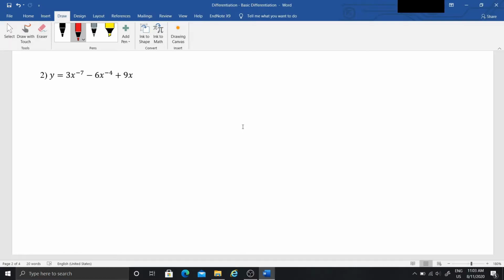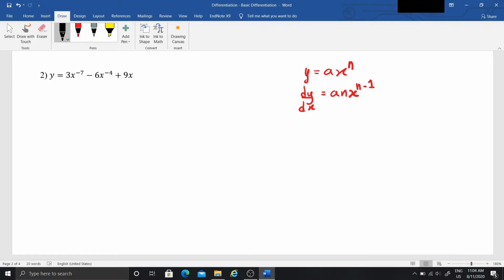For the second question, we have a function which is similar to the first question. The only difference is it has a negative power. Let's write down the basic differential function rule first, which is y equals ax to the power of n, and the differential is a times n, x to the power of n minus 1.